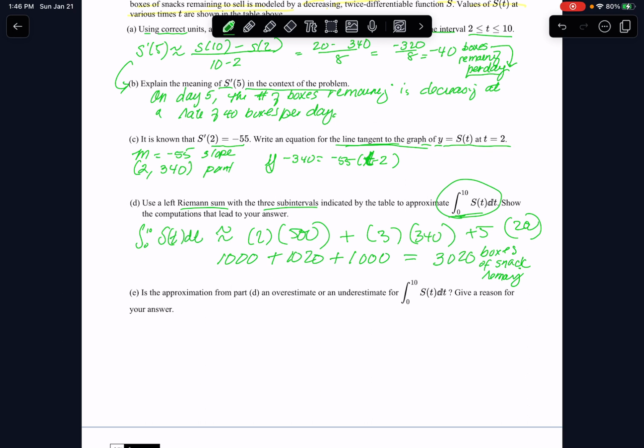Hang on, gotta look at this closer. Well, I totally just looked that up to make sure, it doesn't really make sense what they're asking. 0 to 10 of S of t dt. But they just want to see if you know what a left Riemann sum is from that. But yeah, this would be the answer. 3,020.